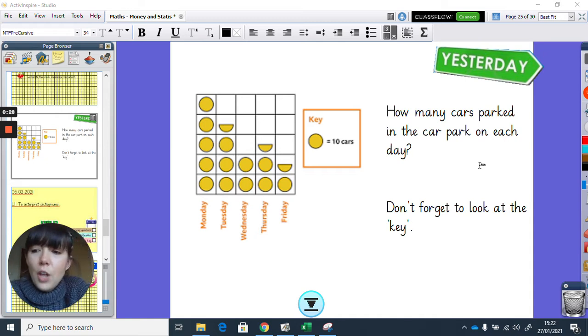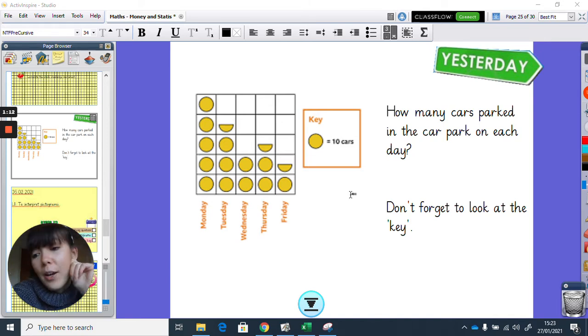So, got a picture of a pictogram, and the pictogram is showing how many cars are parked in a car park each day. So Monday, Tuesday, Wednesday, Thursday, Friday, and that's how many cars were parked. It's quite a big car park. One full circle equals 10 cars. What I want you to do is on your paper or your whiteboard, work out how many cars are parked in the car park on each day. Have a go. My clue to you is don't forget to look at the key. Pause the video here and have a quick go on this.